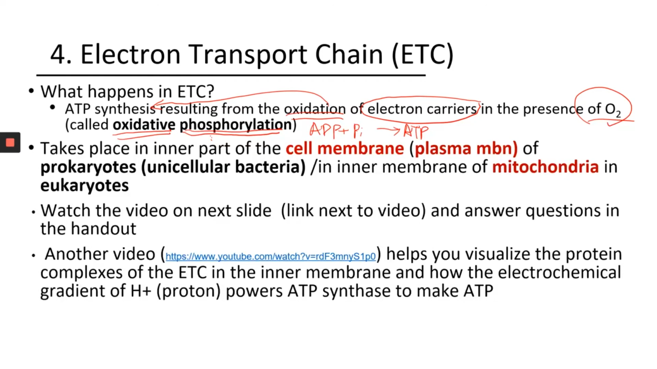This process takes place in the inner part of the cell membrane if it's a unicellular organism. More specifically, a prokaryote. If it's a bacteria cell, it happens in the cell membrane, and if it's a eukaryote, it's going to happen in the inner membrane of the mitochondria. Remember, there are two membranes, outer membrane and inner membrane. This process is going to happen in the more interior part, which is the inner membrane.